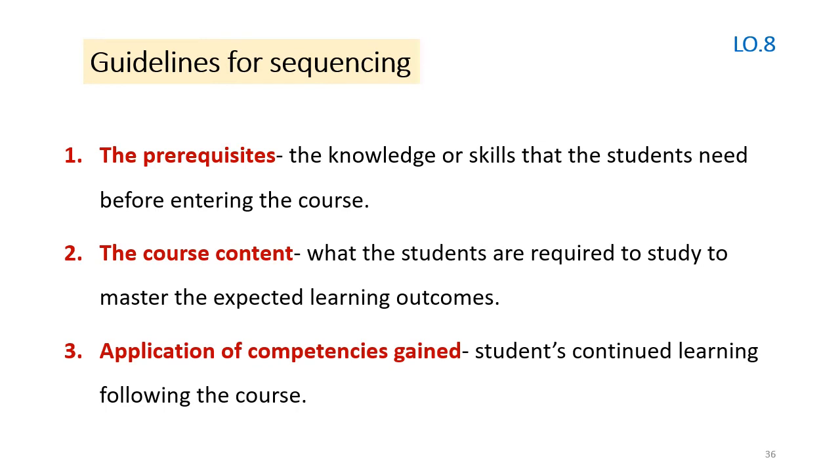Now, guidelines for sequencing. Prerequisites, the knowledge or skills that the student needs before entering the course. The course content, what the students are required to study to master the expected learning outcome. And third, application of competencies gained. Students continue learning following the course.